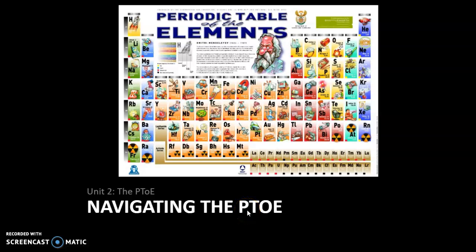Hey everybody, and welcome to Unit 2, the PTO. What I mean by PTO, this is going to be the periodic table of elements. In this unit, we're going to dissect and break down the trends and how to analyze the periodic table of elements. So let's just go ahead and dive right in, take a look at our objectives.